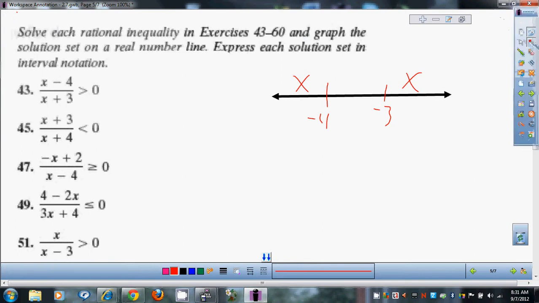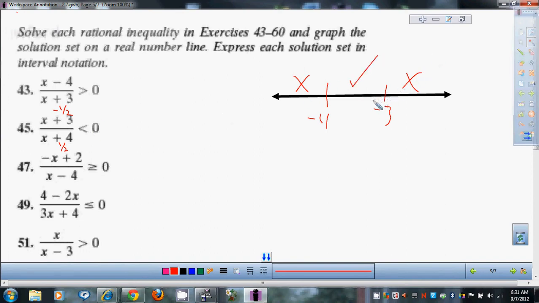Okay, so what's the number in between negative 3 and negative 4? Negative 3.5, exactly. Let's plug it in here. Negative 3.5 plus 3 is negative 1/2. Negative 3.5 plus 4 is positive 1/2. Negative divided by positive is going to be what kind of number? A negative. Is a negative going to be less than 0? Yes.